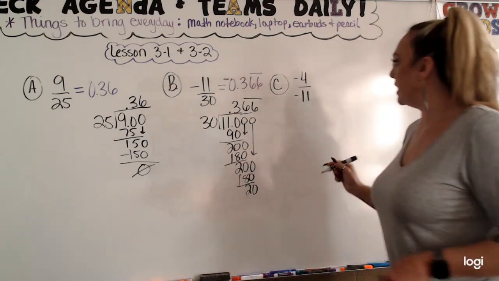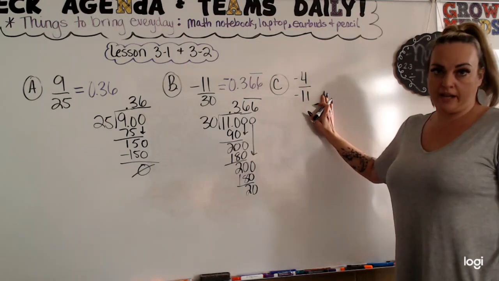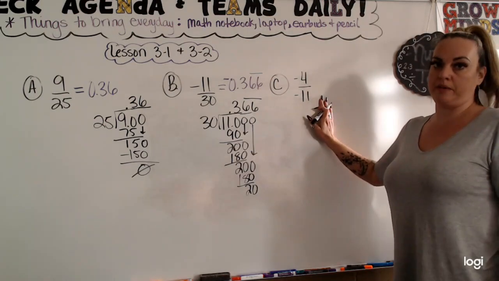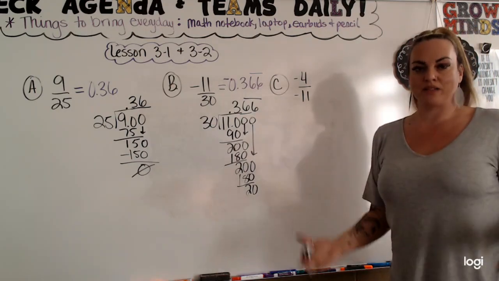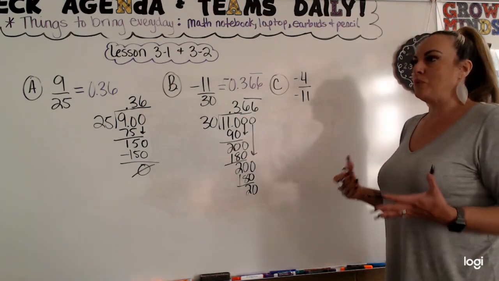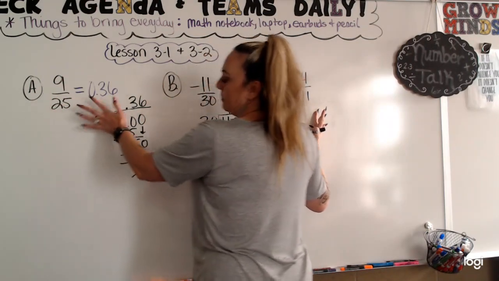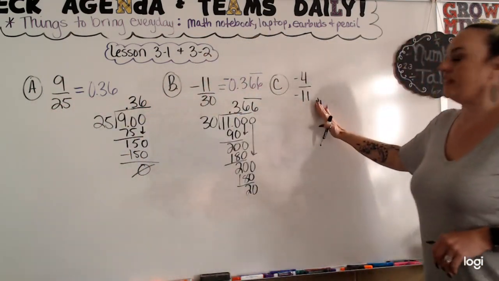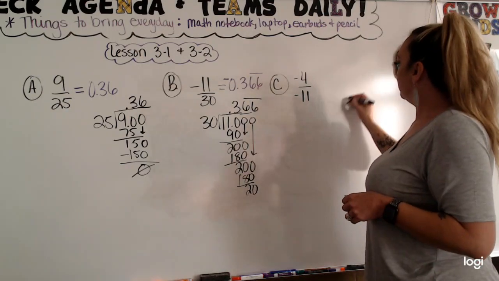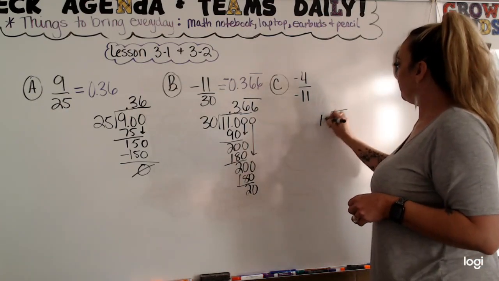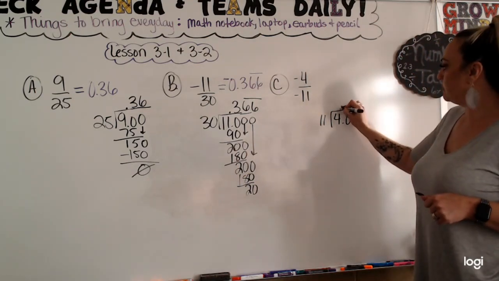Okay, let's do the last one. This one is a negative divided by a negative. And you're going to see this sometimes. It's not really necessary because a negative divided by a negative is a positive. But sometimes you're going to see that and you need to remember the rules and what that equals. So we're going to do our normal steps, 4 divided by 11, long division. We have to add a decimal and a 0 again.